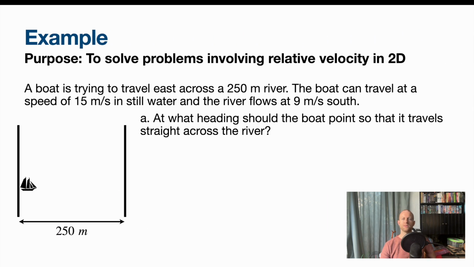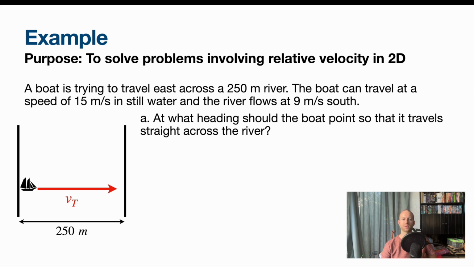So let's do a similar example as the last one, except instead of them pointing straight across, east, now we want to know what angle should they point so that they will travel straight across the river. Meaning, last one, it was like they went like this, the river went like this, they had a resultant like here. Now this time we want to go straight across, so we need to angle upriver. So this is what we want. We want to go straight across.